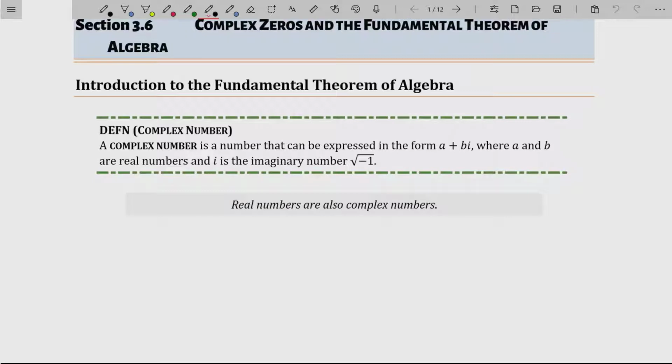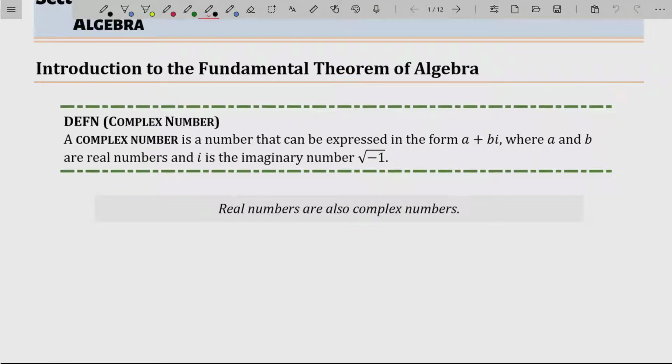So we'll start with something that doesn't seem like it's related to the fundamental theorem of algebra, but this idea is going to be key for us. The definition of a complex number. You should know this from your algebra course, however, it's nice to remind ourselves: a complex number is a number that can be expressed in the form a plus bi, where a and b are real numbers and i is the imaginary number, the square root of -1.